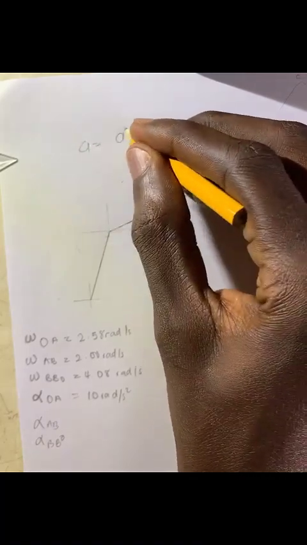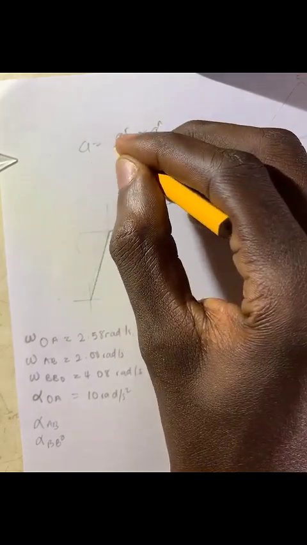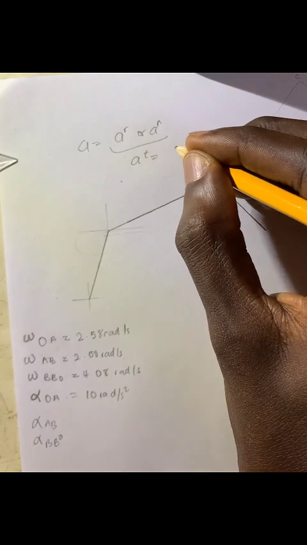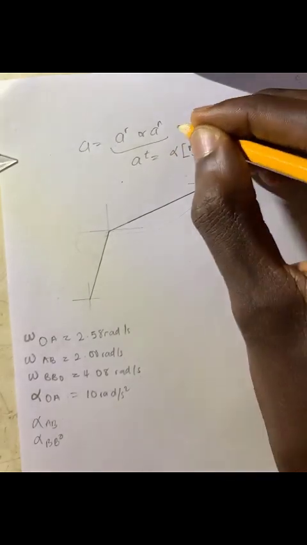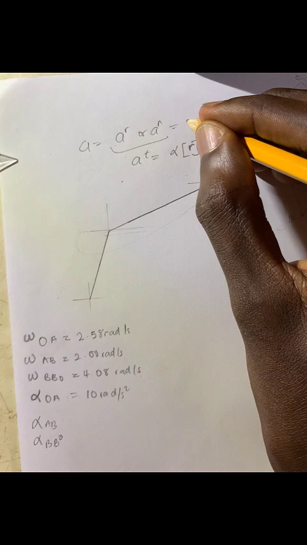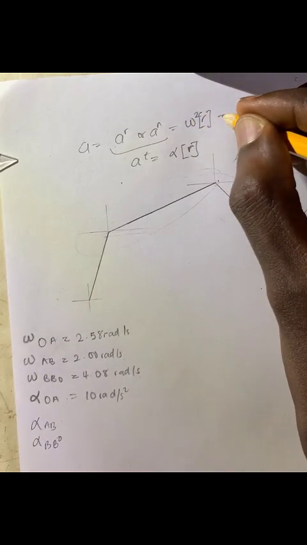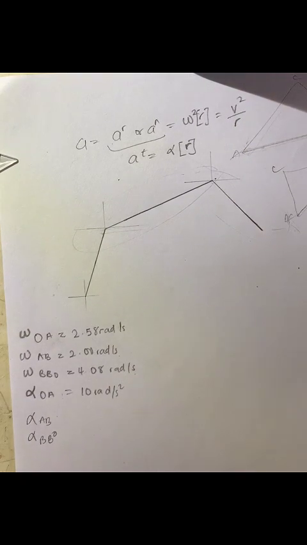It has the radial, which can also be called the normal, and it also has the tangential, AT. The formula for AT equals alpha times the radius of that link, while for A normal, it is omega squared r, where r is the radius, or you can say V squared over r.